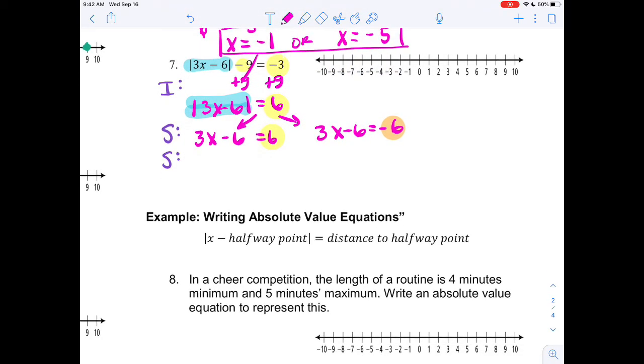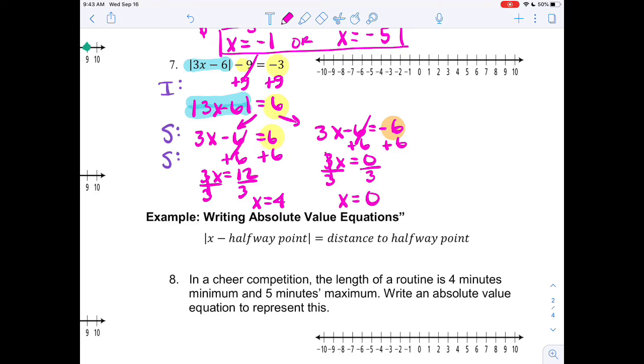Let's solve the first one. I want to add 6 to both sides, leaving me with 3x is equal to 12, and dividing by 3, I get that x is equal to 4. The second one, I'm going to also add 6 to both sides, leaving me with 3x is equal to 0. Well, 0 divided by anything, including 3, is 0, so we get x is equal to 0.